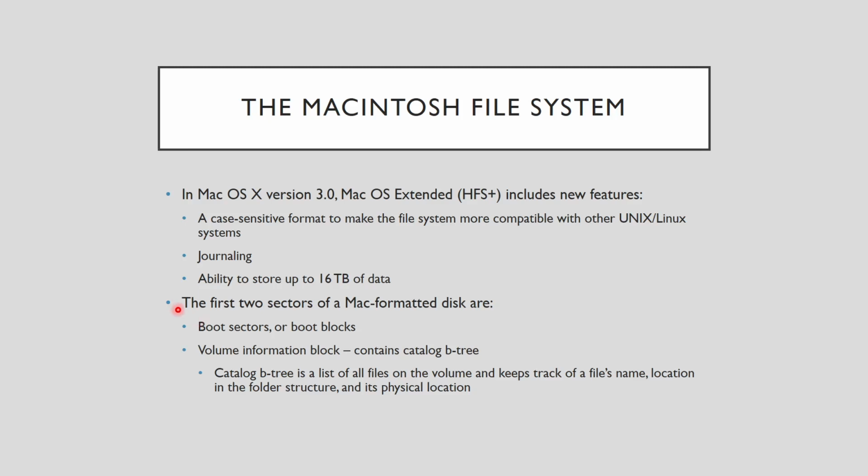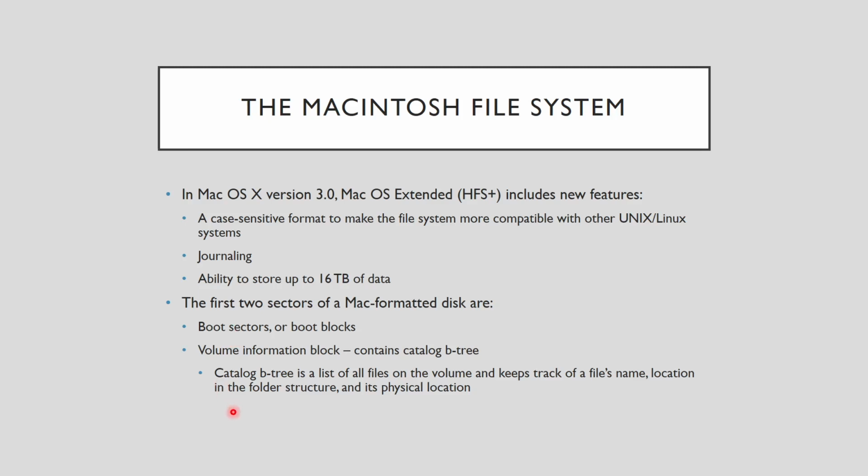The first two sectors of a Mac formatted disk are the boot sectors, or boot blocks in Macintosh terminology. The boot blocks identify the filing system, the names of important system files, and other important information. The boot blocks are followed by the volume information block, which points to other important areas of information such as the location of the system files and the catalog and extents B-trees.